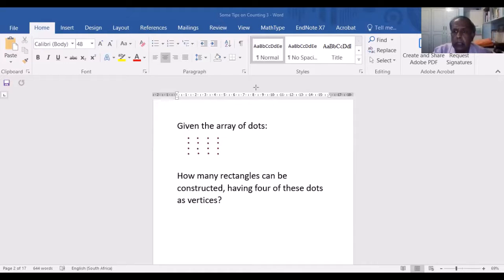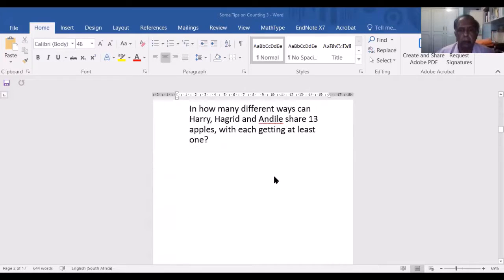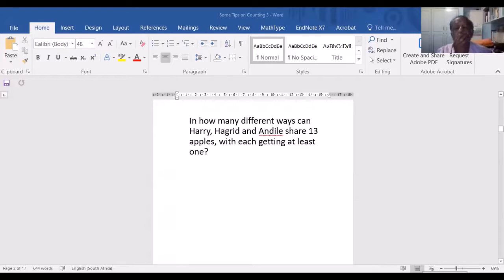All right, so let's now get on to the next problem. Now here you have an interesting problem. In how many different ways can Harry, Hagrid and Undila share 13 apples, each getting at least 1? All right, so they've got 13 apples and they want to share these apples, and the question is, how many ways can they do that?